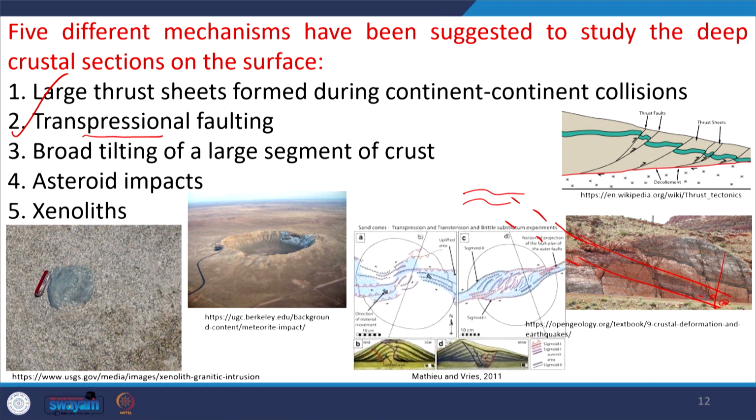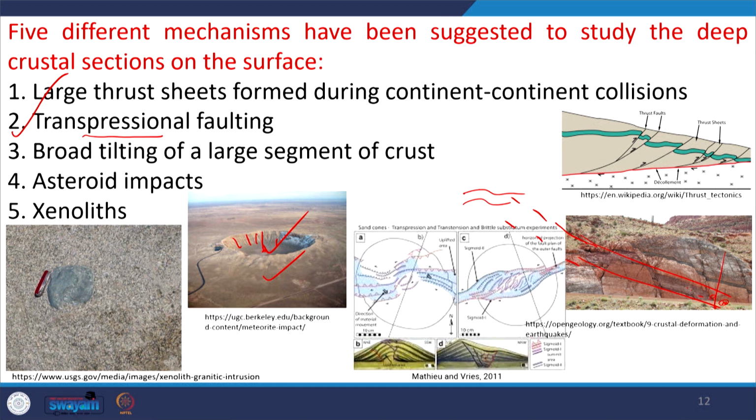And fourth is asteroid impact. If you see here, we have asteroid impact craters like the lunar craters, like the Ramgarh crater, like Dhala. So, there are asteroid craters, where we are getting a cross section in which the lower crust rocks are exposed near to the surface or at the surface.